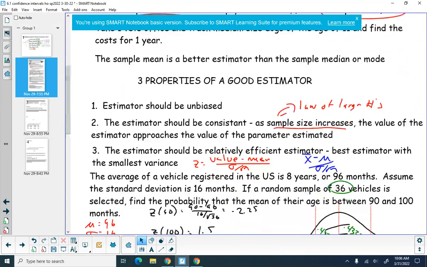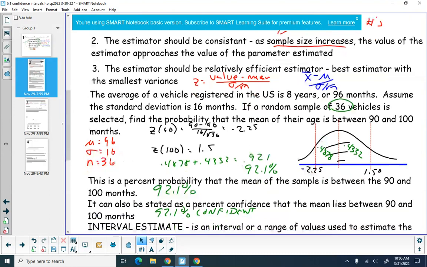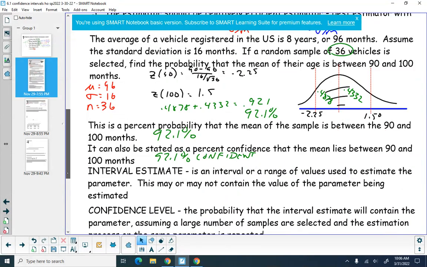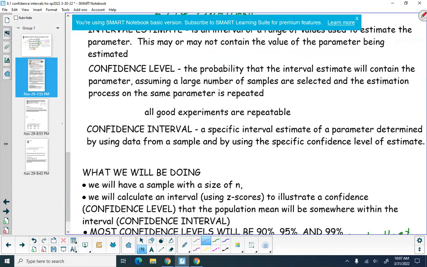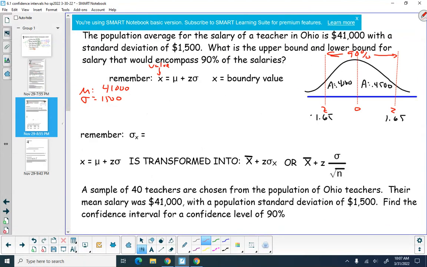We went through some ideas yesterday in regards to properties of a good estimator. You'll need to give me one of those properties. Typically, people will do the first one: it has to be unbiased. We started working through some problems, and we reviewed the ideas of what's happening here. 92.1% of the cars are between there, but we're 92% confident that we will be between two specific values, 90 and 100 months old. We talked about some terminology that will be utilized, and we went to this problem. This is where we ended up yesterday.